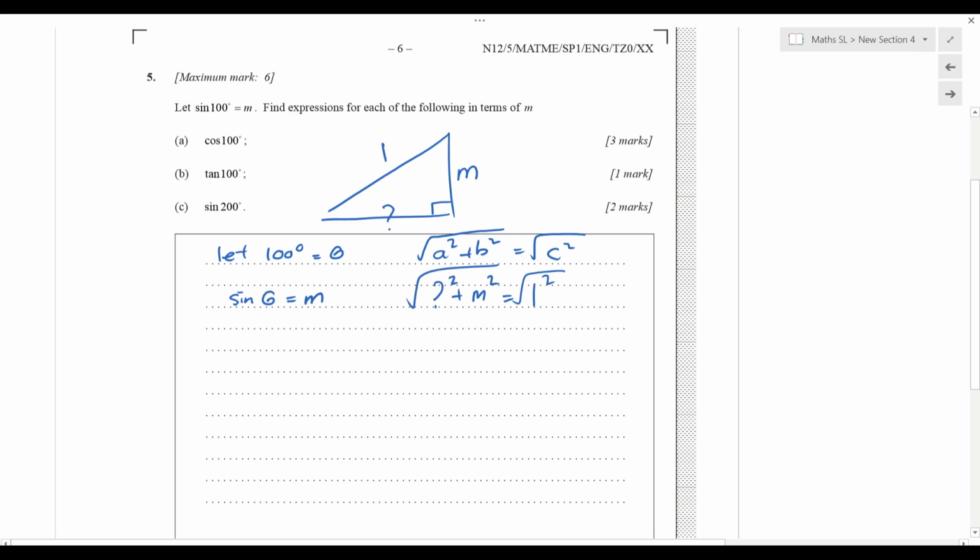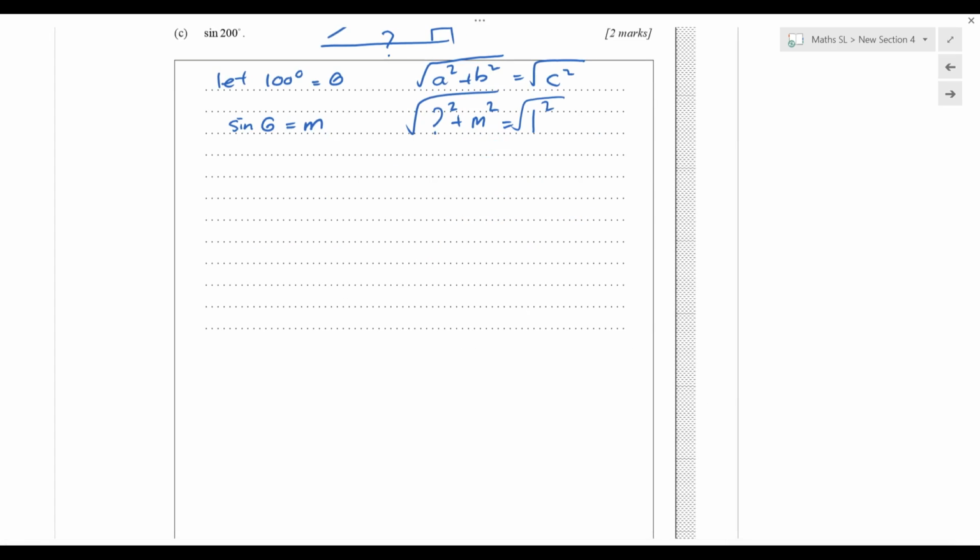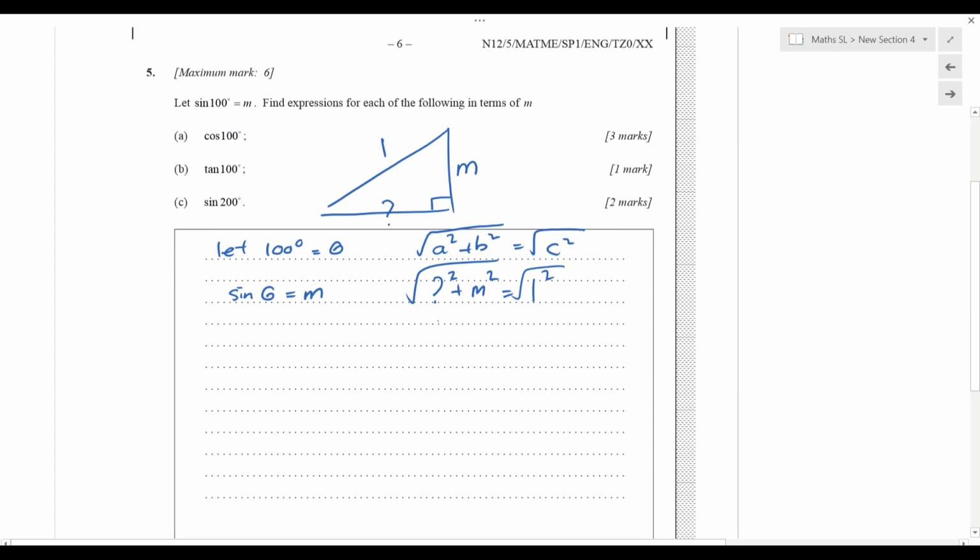Let's rearrange it. Okay, we have question mark squared plus m squared equals 1. Question mark squared equals 1 minus m squared. Question mark equals root 1 minus m squared. So from now we know that this question mark is root 1 minus m squared. Oops, I left a square out there. Alright, so we know that.